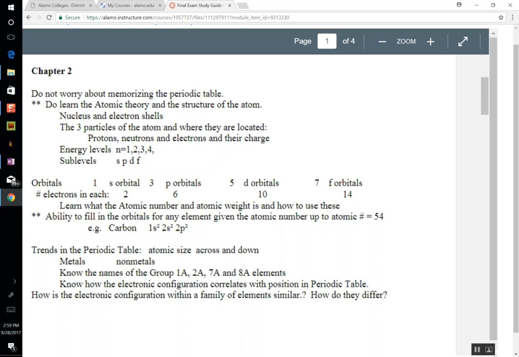Average atomic mass. Remember, we got that from the chlorine 37 ion and the chlorine 35 ion. The relative abundances. What does a chlorine 37 isotope weigh? That's given to you. What does a chlorine 35 isotope, not ion, isotope, weigh? And then the relative abundances.